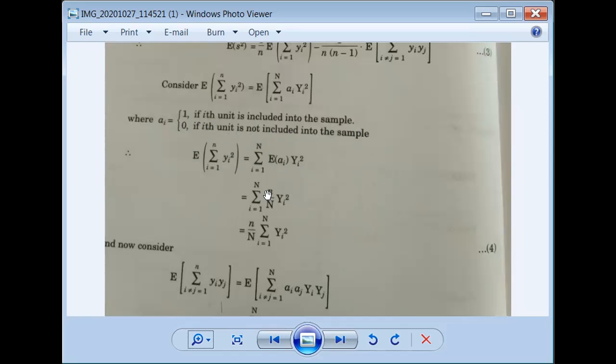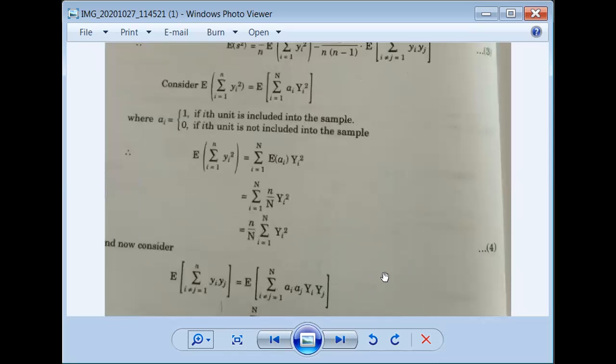What is there? Small n by capital N. So instead of expectation of ai, summation i equal to 1 to n, I am substituting small n by capital N into y square. So small n by capital N I am taking out. The remaining is what? Summation i equal to 1 to n y square. This is called equation 4.